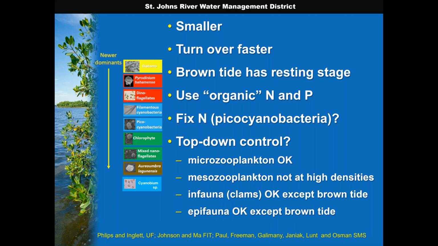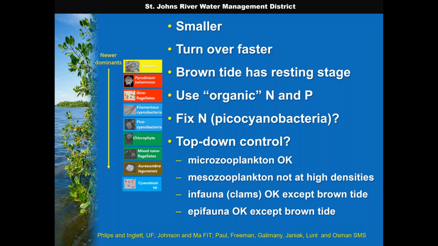So the diatoms and dinoflagellates were a little less disruptive of the system. And some of the reasons for that are listed here. These new things are smaller, or they turn over faster. Brown tide, for example, has a resting stage. There is some evidence that some of these newer players can use organic nitrogen and phosphorus. They don't need the microbial loop to strip those elements off the carbon. The picocyanos may actually fix nitrogen at times. Again, there's a little bit of evidence of that.